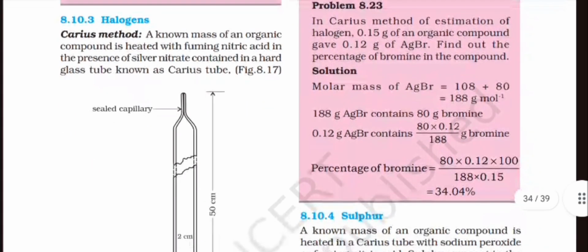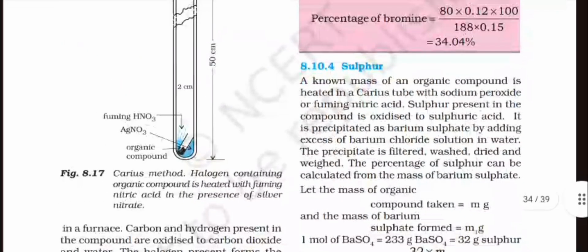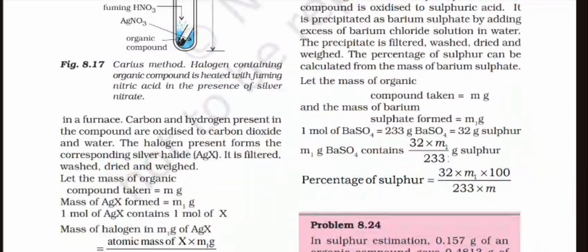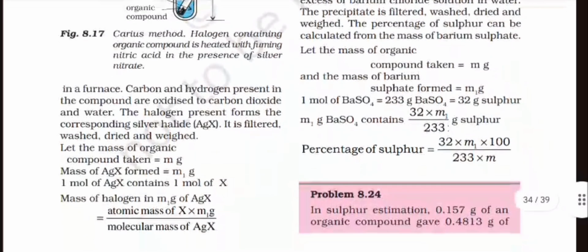Halogen, Carius method. A known mass of organic compound is heated with fuming nitric acid in the presence of silver nitrate contained in a hard glass tube known as a Carius tube. In a furnace, carbon and hydrogen present in the compound are oxidized to carbon dioxide and water. The halogen present forms the corresponding silver halide. It is filtered, washed, dried and weighed.